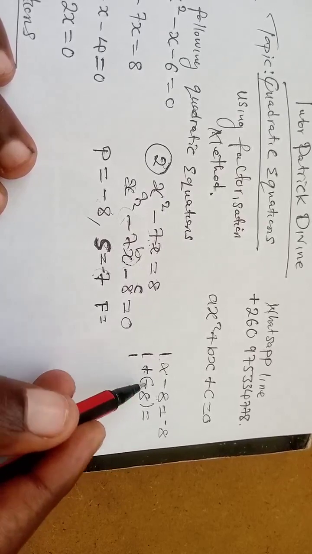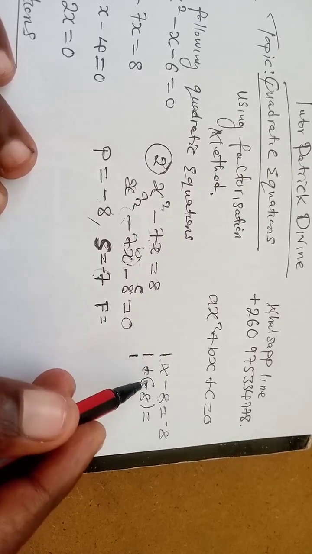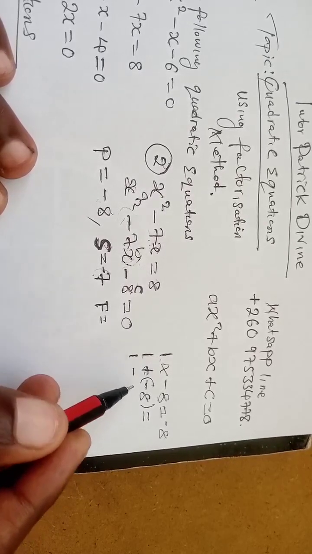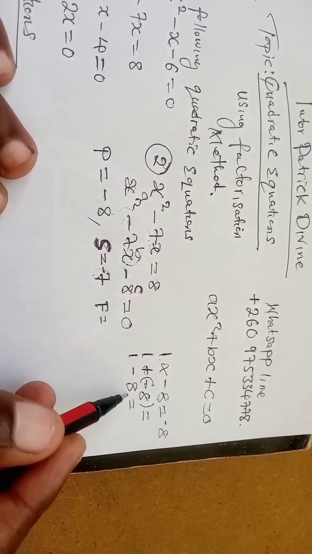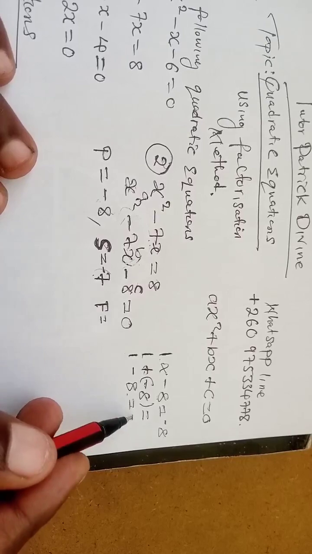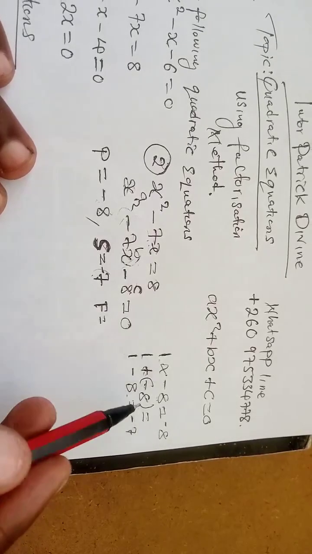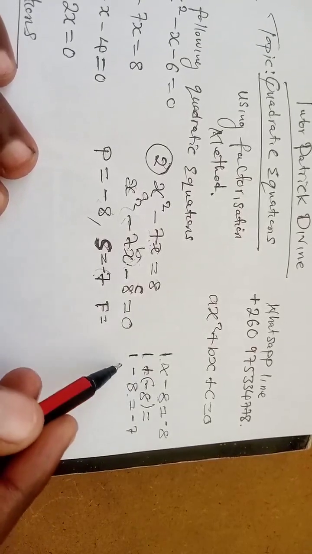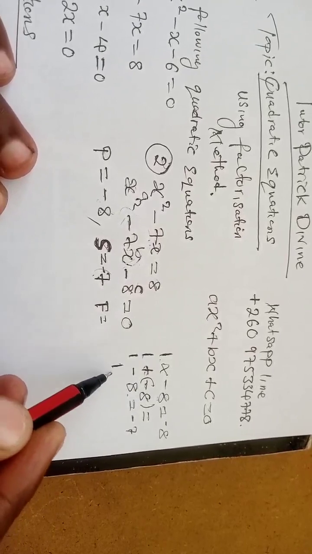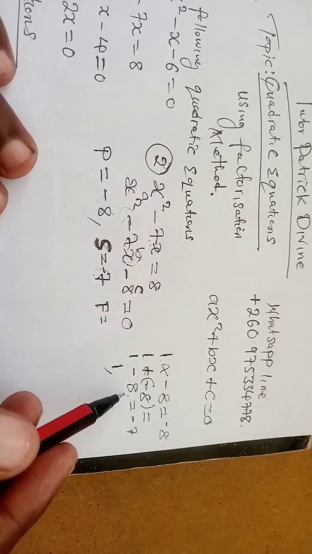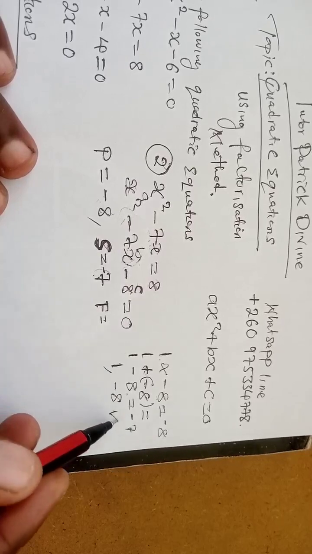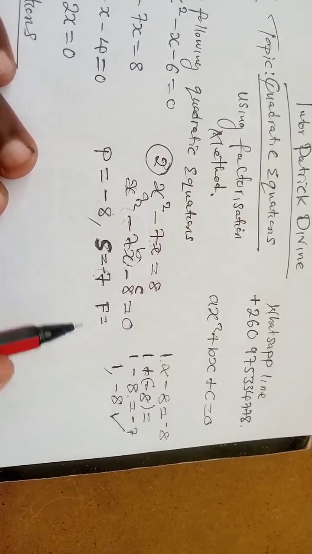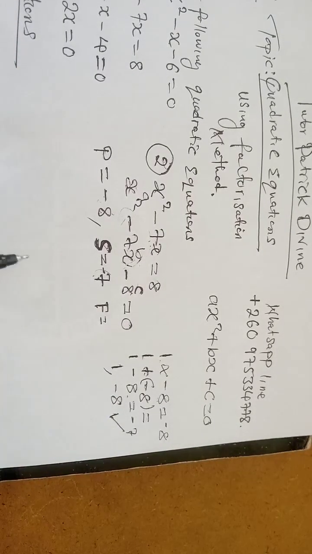So 1, negative times positive, positive times negative, it is what? It is negative 8. Then 1 minus 7... 1 minus 7 is what? It is negative 7. So that means these factors qualify. So the factors we have are 1 and negative 8, like that. So these factors are actually qualifying to give us this answer.